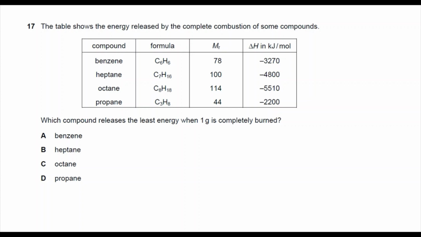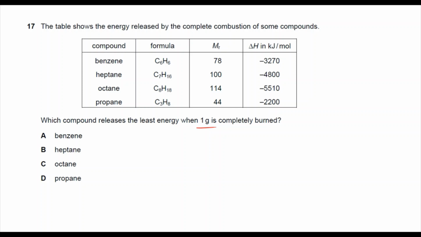Question 17. The table shows the energy released by complete combustion of some compounds. Which compound releases the least energy when 1 gram is completely burned? I really need your attention for this specific MCQ. This is extremely important to understand. We are talking about the least amount of energy for 1 gram when that is completely burned.